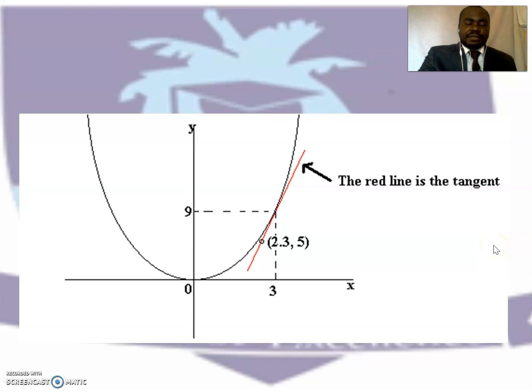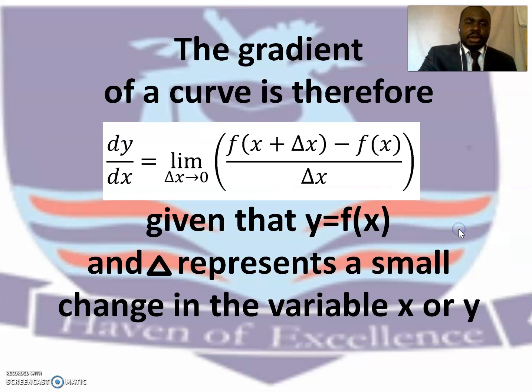In order to differentiate a function with a known algebraic equation or an algebraic expression, we use this formula. dy/dx will be equal to the limit of change in x tending to 0, f of x plus change in x minus f of x, all over change in x. Now, what does this formula mean? I'm sure it looks confusing, but this formula is basically the formula for gradient of a straight line.